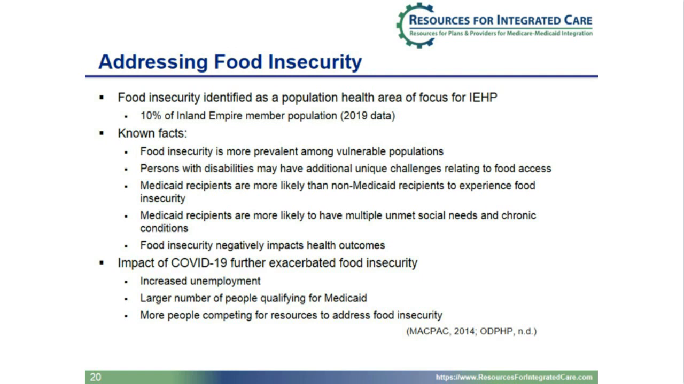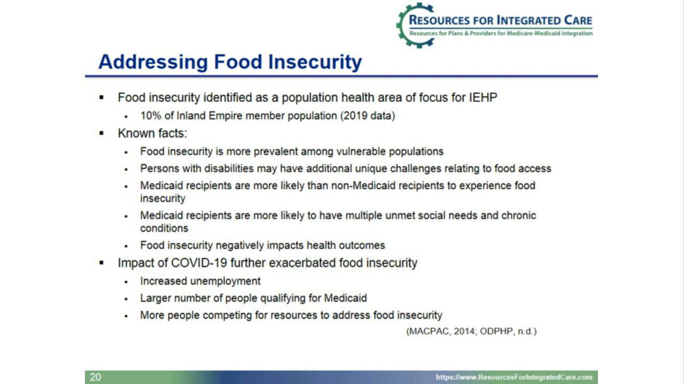food insecurity. So in general, across the Inland Empire region, which encompasses two counties, San Bernardino and Riverside County, about 10% of the entire population, according to 2019 data, is food insecure. So what do we know about food insecurity? We know that food insecurity is more prevalent among vulnerable populations. Also, certainly persons with disabilities may have some unique challenges relating to food access.